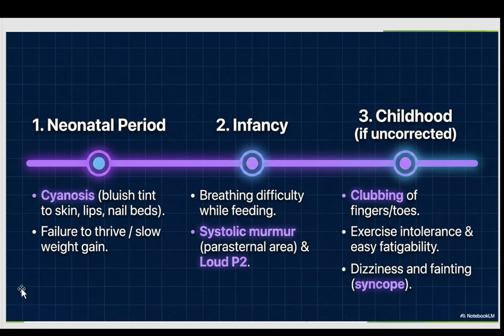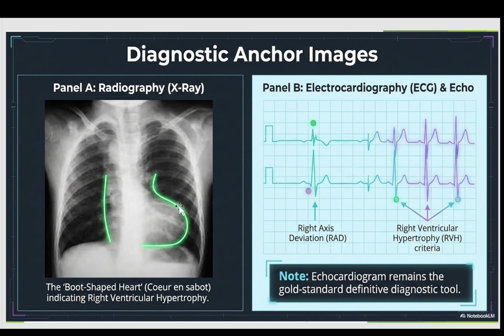You can appreciate here that the lungs are oligemic because of pulmonary stenosis. The pulmonary bay is highly vacant. The right ventricular hypertrophy creates a boot-shaped appearance, and this is the classical radiograph of tetralogy of Fallot. On ECG, you will find right axis deviation because of right ventricular hypertrophy.